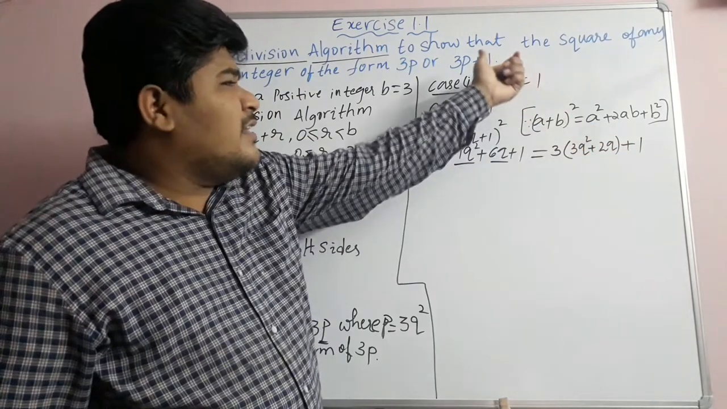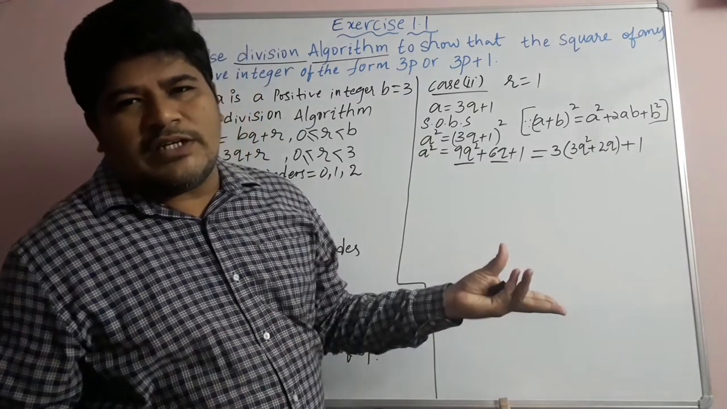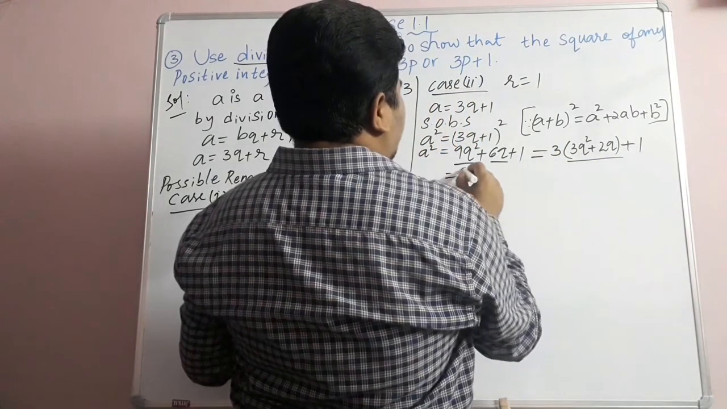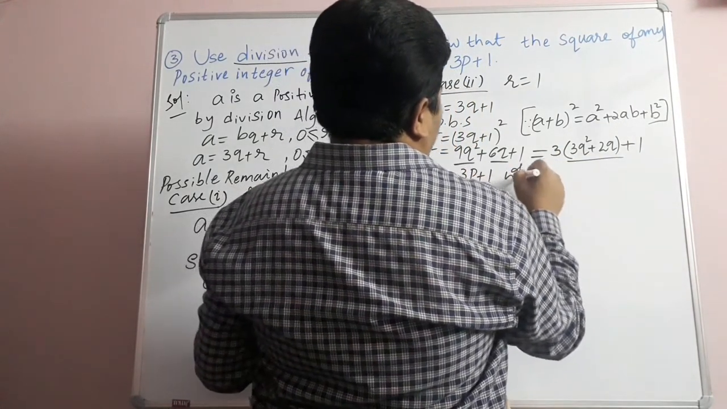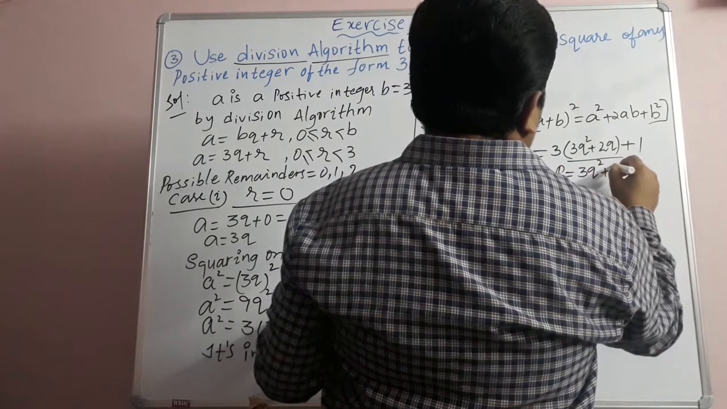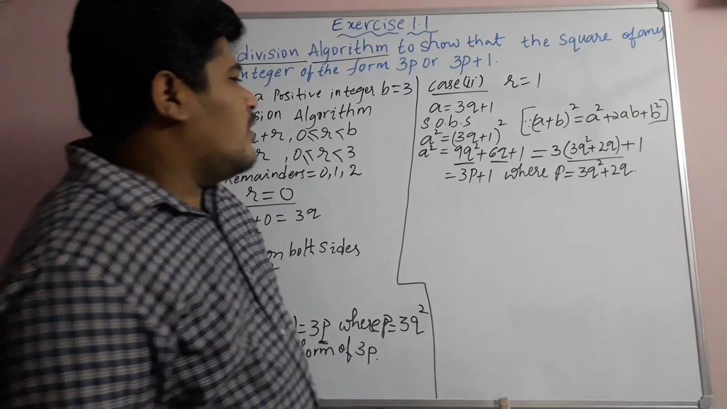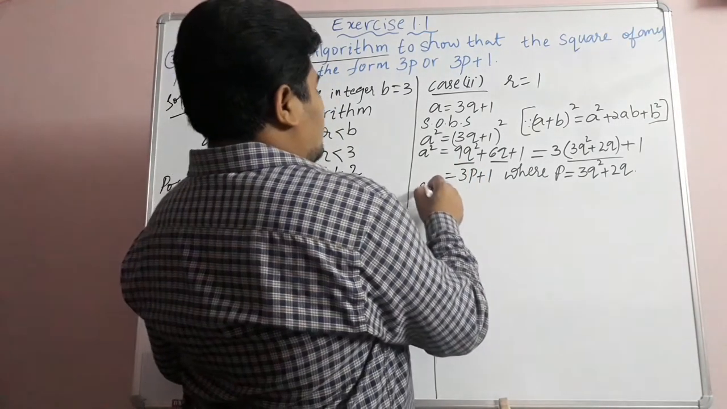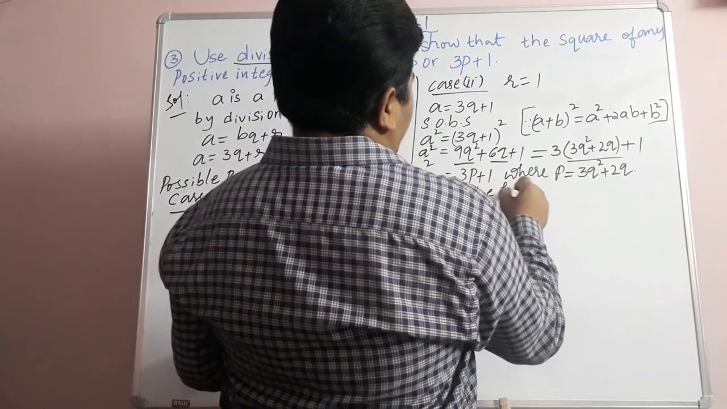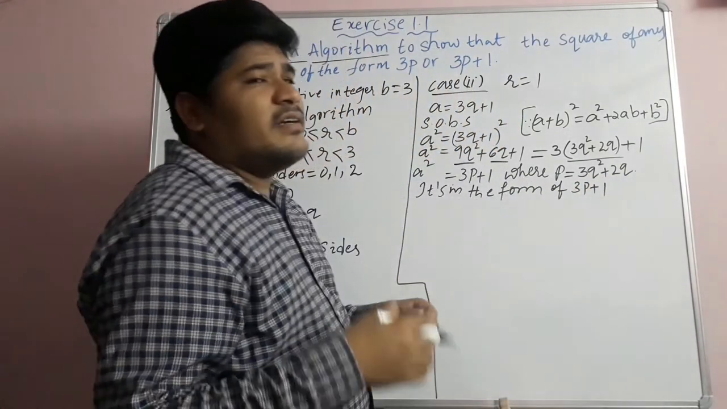Yes or no? They are asking that the square of a positive integer should be in the form of either 3p or 3p plus 1. So 3 into something plus 1, so we can write it as 3p plus 1, where p is equal to 3q square plus 2q. So children, we showed that a square is in the form of 3p plus 1. Now children, let's see the last case.